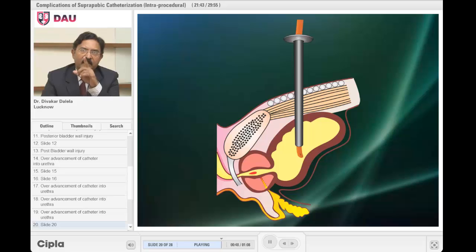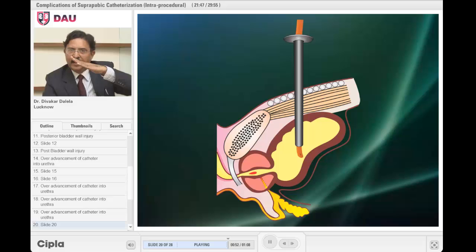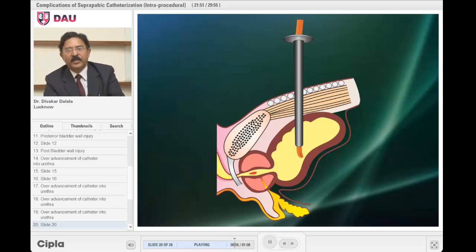And when you advance the catheter, if there is a tilting in the trocar like that, please keep it straight the way it is shown. So before you advance the catheter, 2 precautions. Keep the slotted side towards the umbilicus and keep the trocar straight, and then when you advance the catheter, it's unlikely that it will go into the prostatic urethra.